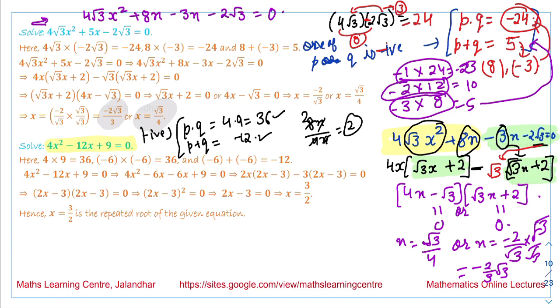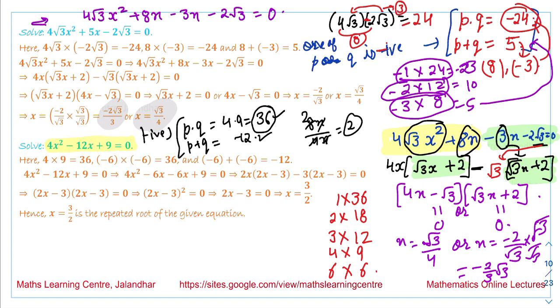Now we have to find the factors. We are writing the factors of 36. So first we have 1 into 36. Next we have 2 into 18. Next we have 3 into 12. Next we have 4 into 9. And next we have 6 into 6.